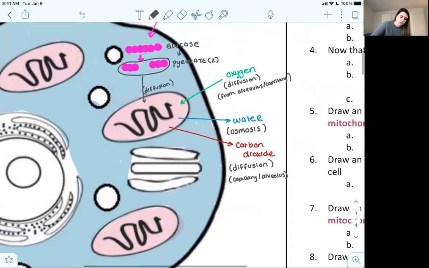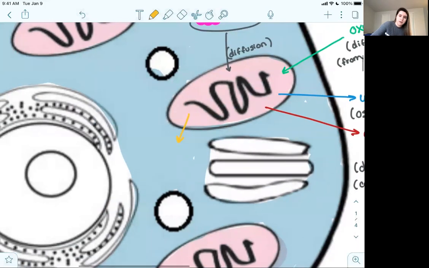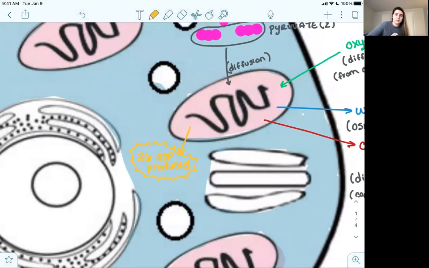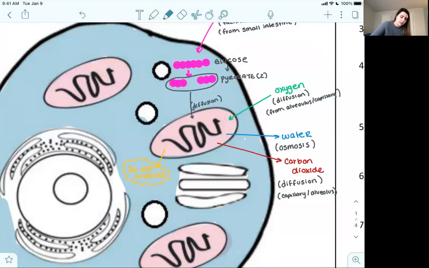Last but not least, it wants us to demonstrate that ATP is being produced here. So I'm going to just draw a little arrow over on this side showing that we are making 36 ATP being produced. And this is the whole point of cellular respiration. So I'm going to go ahead and make that very clear that this is happening. Now remember, we're able to make a lot of ATP because we have this stuff right here.